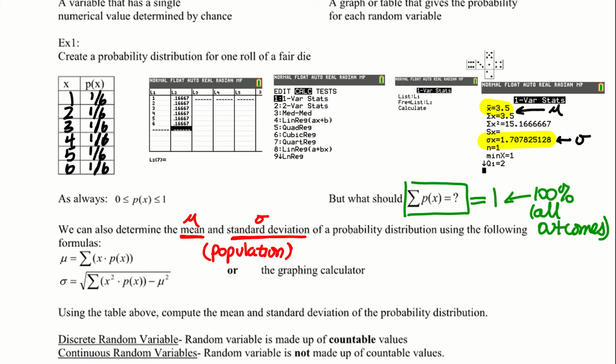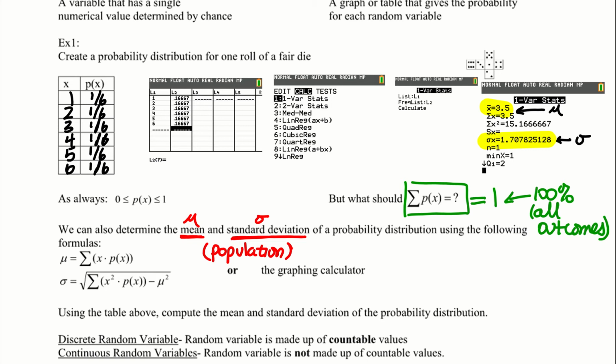So identifying when it's a sample and when it's a population is really important. But the good news is, in probability, it always has to be a population, because a probability distribution must add up to 1. It must account for all possible outcomes. So if that's the case, then we're always going to be dealing with 100%, and therefore always dealing with a population, and so always dealing with mu and sigma for probability distributions.